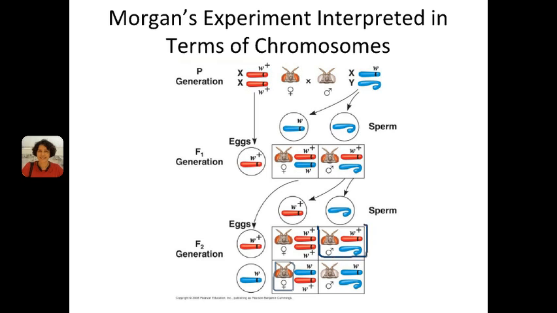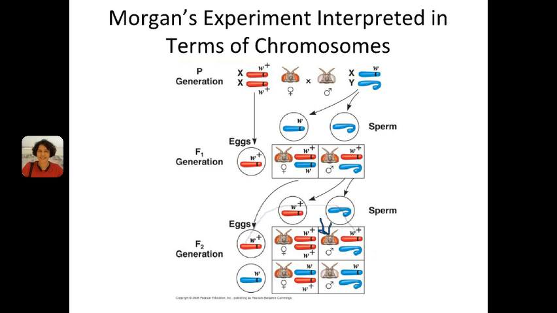The one on the top here gets the Y chromosome from his dad, and he gets this X chromosome from his mom. His eyes are red because the only X chromosome he has is the wild type with the normal eye color, so he has red eyes.